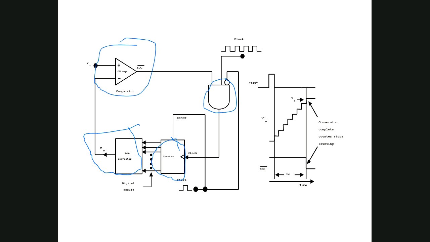So I have four elements. Number one, control. Number two, digital to analog converter. Number three, comparator. Number four, counter. Okay, guys, now how does it work? Understand it very carefully. First of all, we have a start pulse.